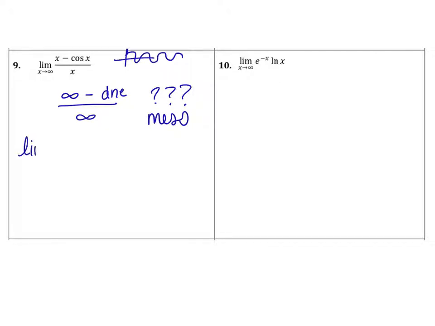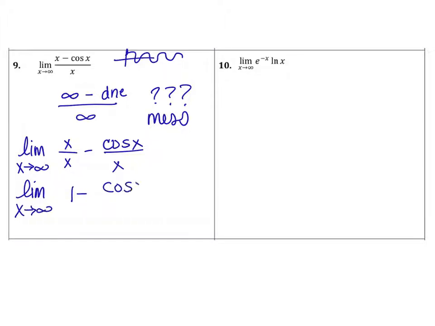And so what we need to do is divide this up. So we're going to have the limit as x approaches infinity. And I'm going to divide this up and say x over x minus cosine of x over x. And so that's going to give me the limit as x approaches infinity of 1 minus cosine x over x. And then that's going to generate a 1 minus, and if we look at our rates, that's going to oscillate. It's never going to be bigger than 1 or smaller than negative 1. However, this is going to grow infinitely huge, so it's going to be 1 minus 0 or 1.